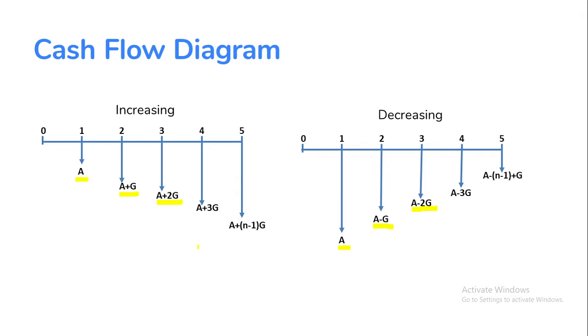Compared to the uniform series annuity, which is equal in every period, in this case the amounts are increasing with a constant amount added, the gradient.